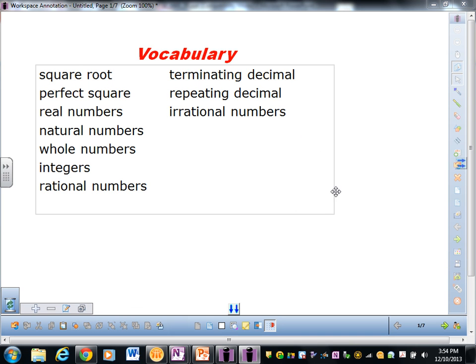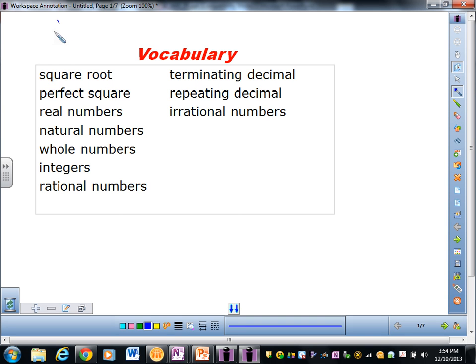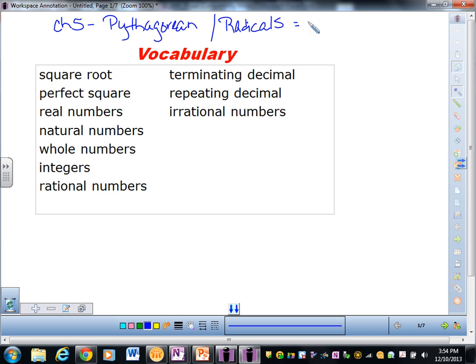Okay, here is your vocabulary for the next unit, and the next unit is going to be Chapter 5, and we're going to work on the Pythagorean theorem, and we're going to work on radicals or square roots. And you may have seen the square root sign before. It looks like this. And you already know what this means. So this and this are just opposite each other. So we're going to talk about that.